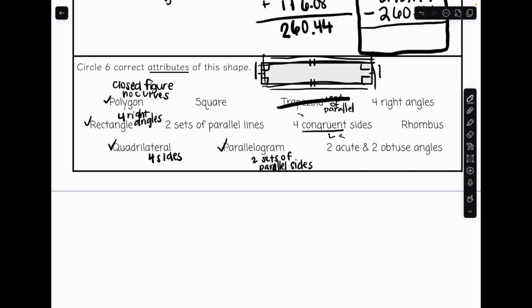Congruent means the same. No, all of our sides are not congruent. It has two sets of congruent sides, but not all four sides are congruent. So no. Two acute or two obtuse angles. Nope, we said that it has four right angles, so can't be that. Four right angles. Yes, it has four right angles. All right, so far we know that's a polygon, rectangle, quadrilateral, parallelogram, a right angle. It is not a rhombus.